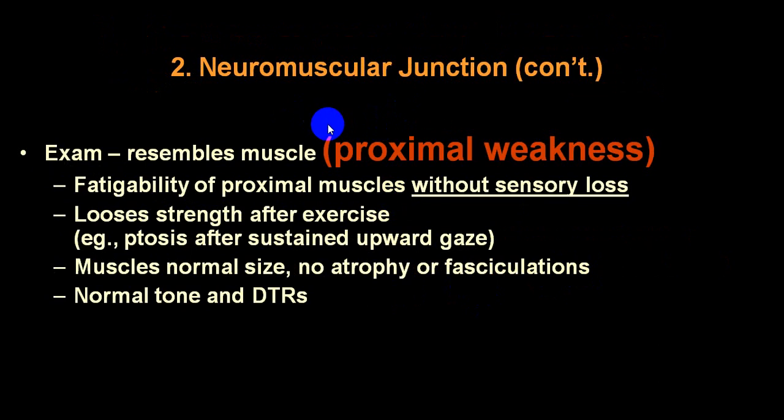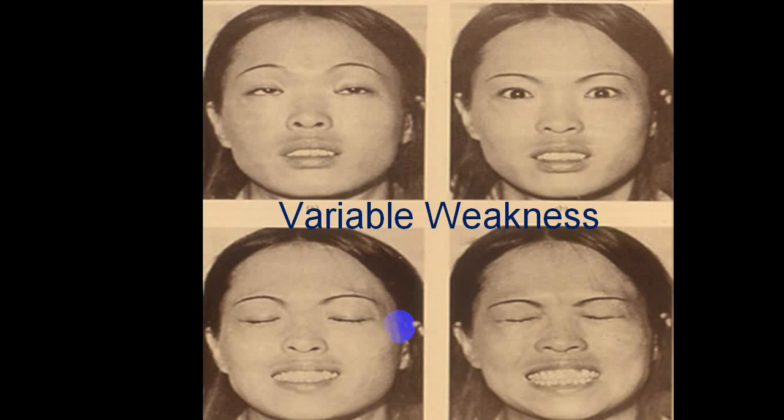So it resembles myopathy. So fatigability of proximal muscles without sensory loss, loss of strength after exercise, particularly ptosis, and also the extraocular muscles being involved. The muscle will be of normal size, no atrophy, no fasciculation. There will be normal tone, and deep tendon reflexes will also be normal. We should put first possibility of myasthenia gravis.